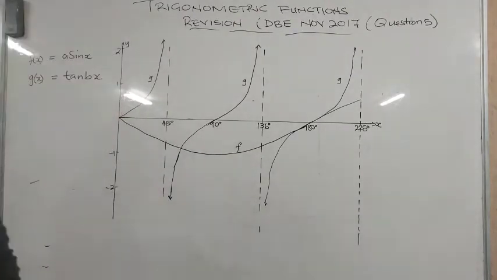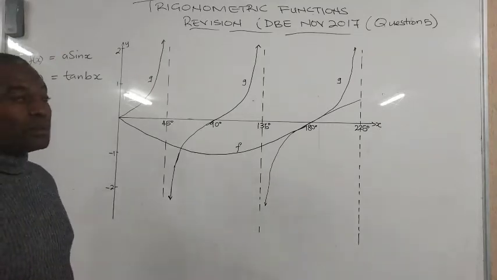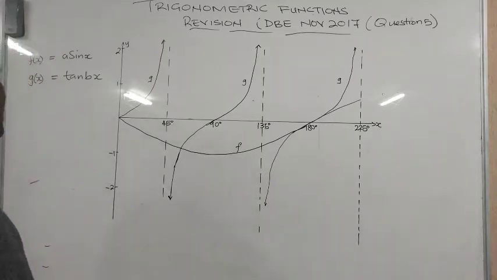Trigonometric graphs is one area which is very simple but tricky. Question number 5, November 2017. We are given f of x, which is a sin x, and g of x, which is a tan bx. And then 5.1, we are asked to write down the values of a and b.